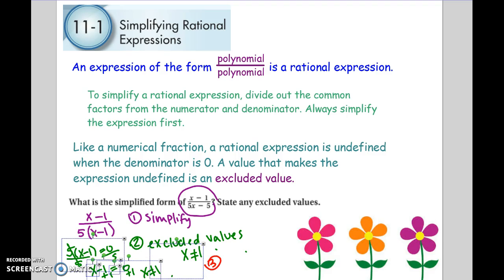My last step is going to be to continue to simplify the fraction. So really the first step is factoring, and then the last step is simplifying. Since this was my original, once I factored out everything, I can now cross out what I have in common, and that leaves me with just 1 over 5. So just to recap, my answer is 1 over 5 with an excluded value of 1.